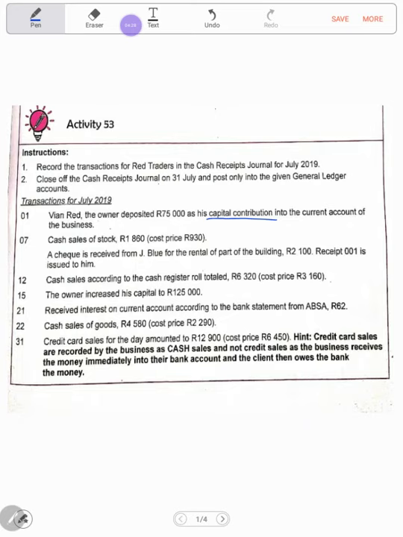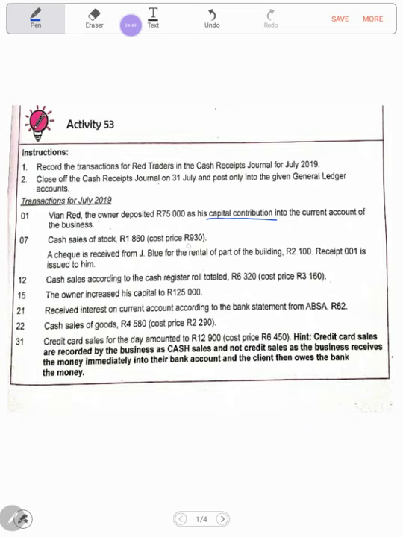On the 7th, we had cash sales of stock. So we sold stock. What is stock? It is the products that you are selling in your business. What type of account is stock, otherwise known as trading stock? It is an asset account. Assets, we know, increase on your debit side and they decrease on your credit side.